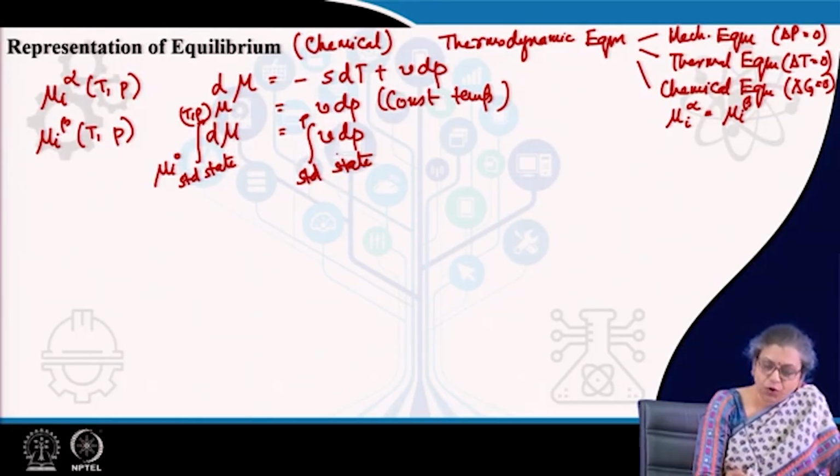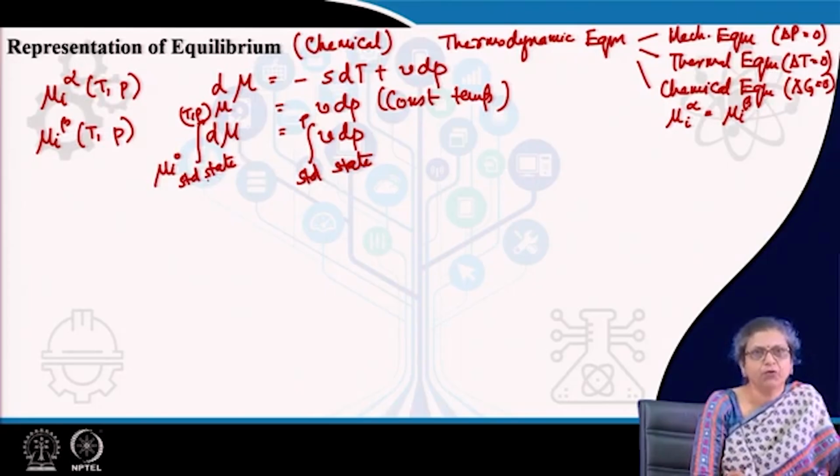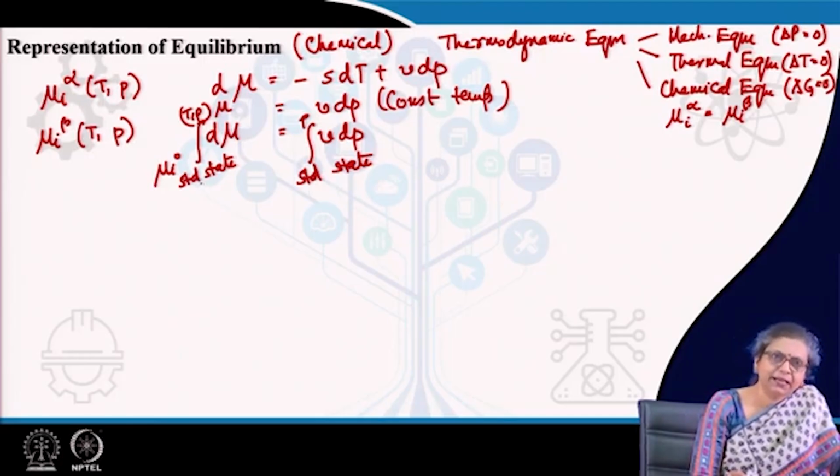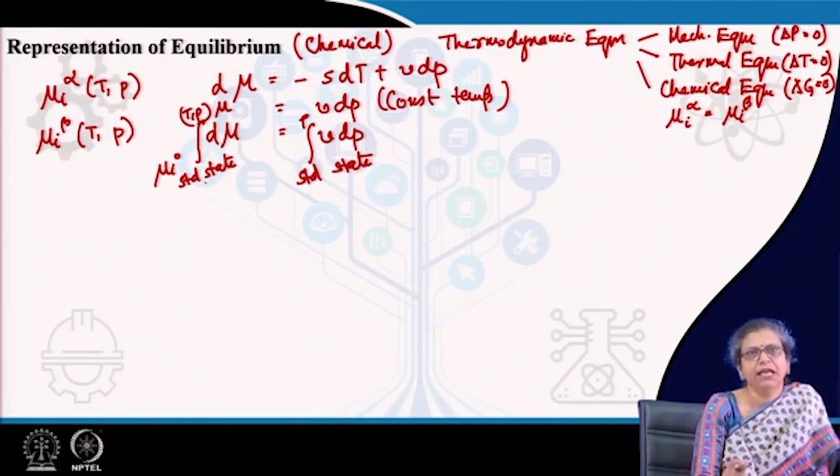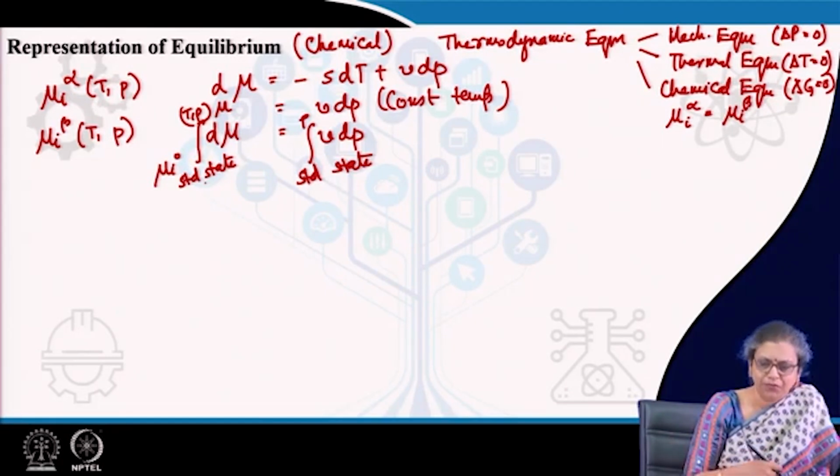So, therefore, if we want to find out the absolute value of any property, we need to know the value of that property under some particular standard conditions. Now, mu itself is an abstract quantity. So, how to find out the value of mu at any particular standard state? We just do not have any clue on that.